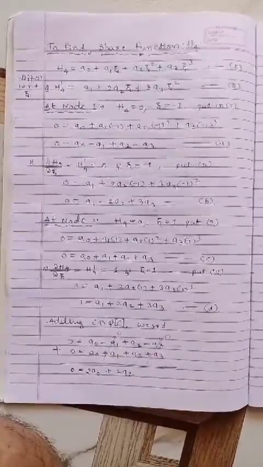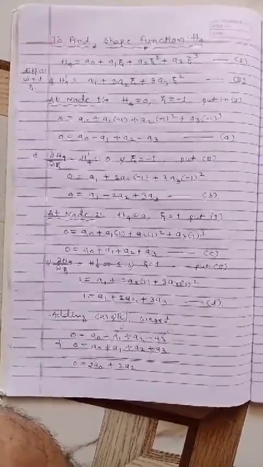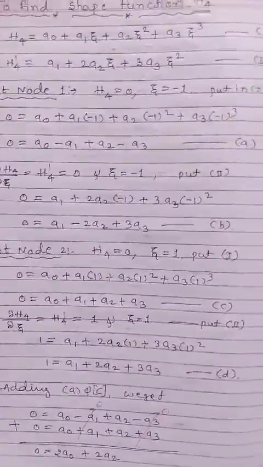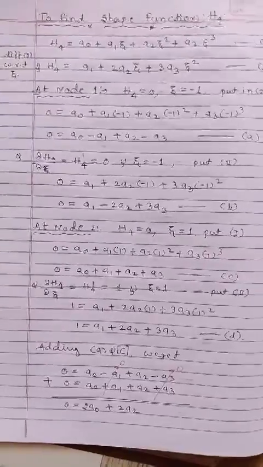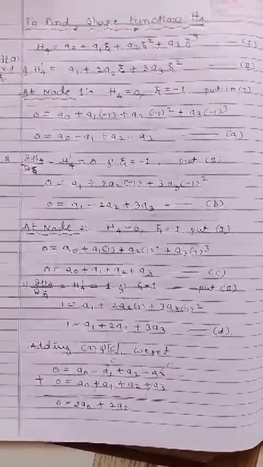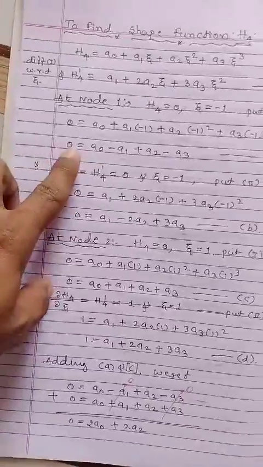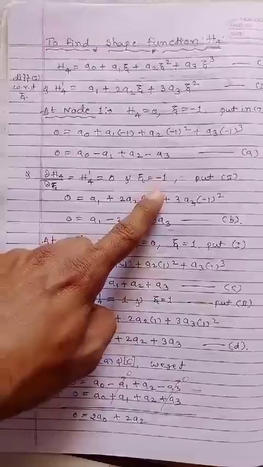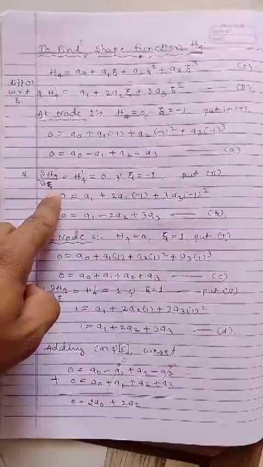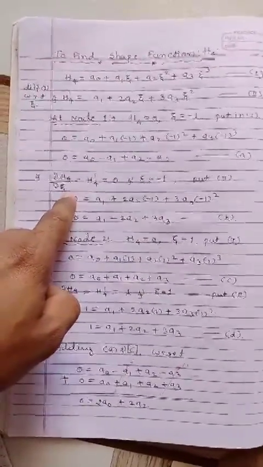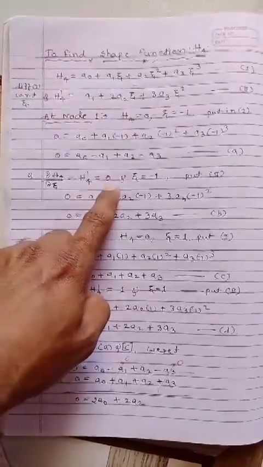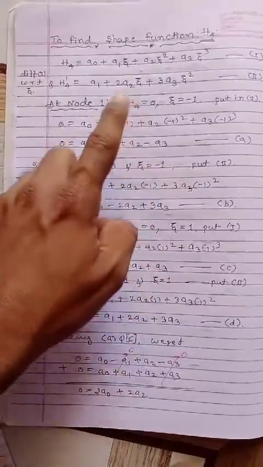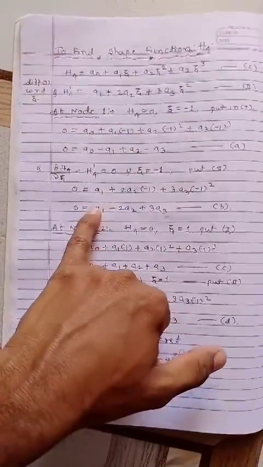At node 1, from the table, H4 value is 0, zeta value is minus 1. Put the value of H4 and zeta in equation 1. After putting the same thing, you will get one equation: 0 equal to A0 minus A1 plus A2 minus A3. Again put the value of H4 dash and zeta. H4 dash from the table is 0 and zeta value from the table is minus 1. Put these two values in equation 2. Again we will get equation B.